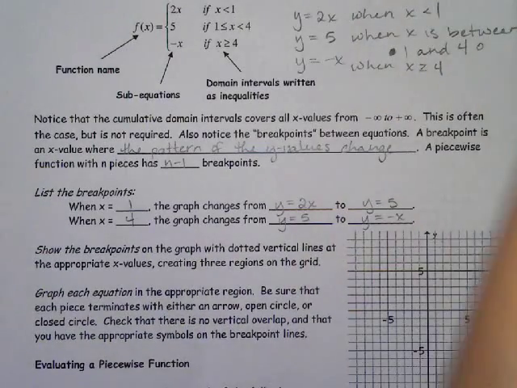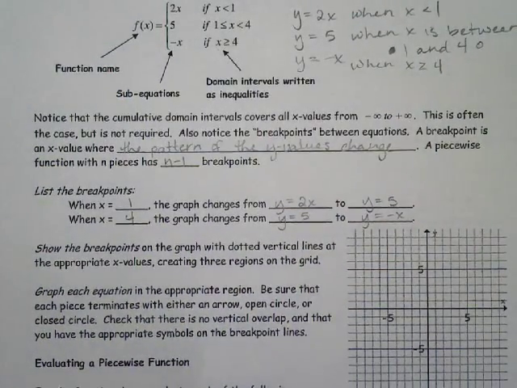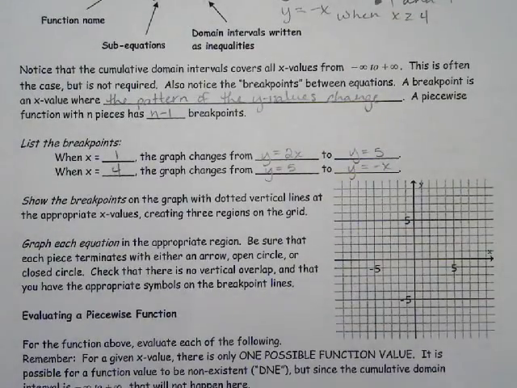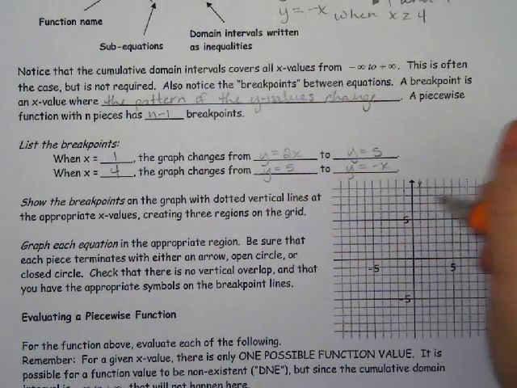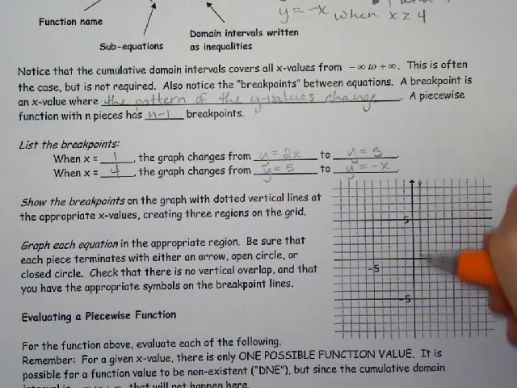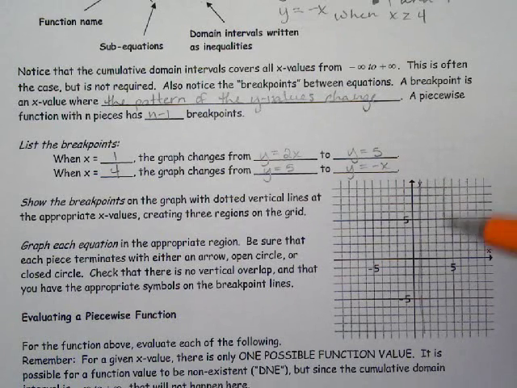So, when you're graphing this, this is my recommendation. Make sure, one, that you are using pencil, because it's really, really easy to make mistakes on this kind of stuff. Our first breakpoint is at 1, so I'm just going to do a light vertical line at 1. And then my second breakpoint is at 4.